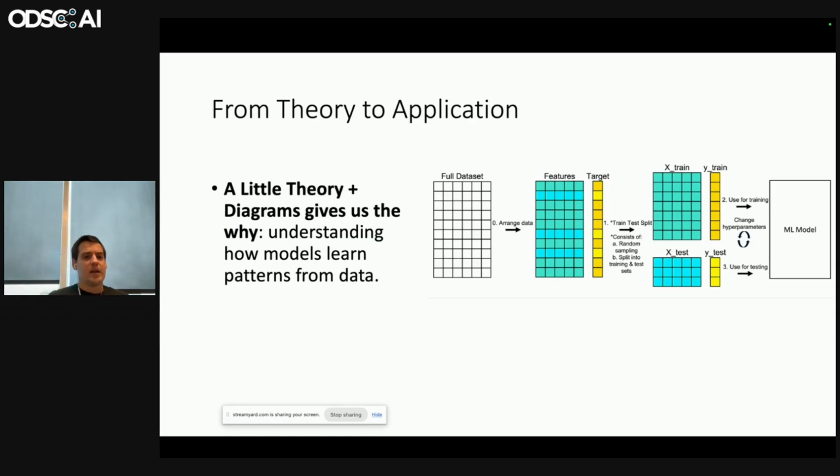As far as today, we're going from theory to application. I would say we're more on the application side today, but the goal is to mix a little theory plus diagrams to give us the why, so understanding essentially how models learn patterns from data. We'll see this diagram later on today, so I won't really talk about it, but understanding this diagram can help us with the actual application of the code.